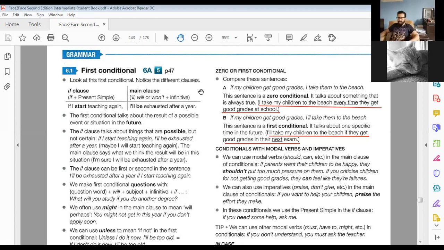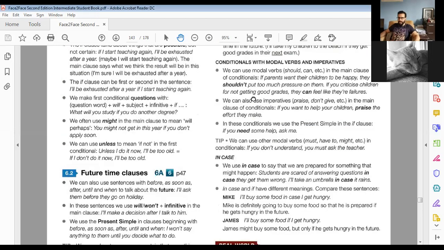All right, now let's take a look at the second part here. This one we also finished back in the lesson. Now let's talk about conditional with modal verbs and imperatives. Remember when you found that two sentences had modal verbs, shouldn't and can, and one of them had the imperative, praise? Do you remember?